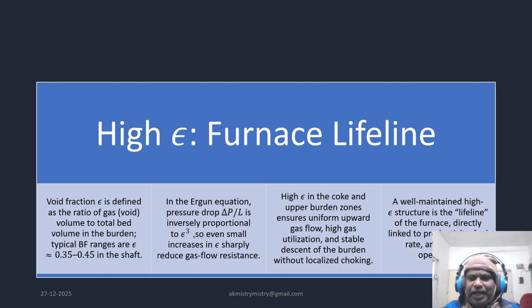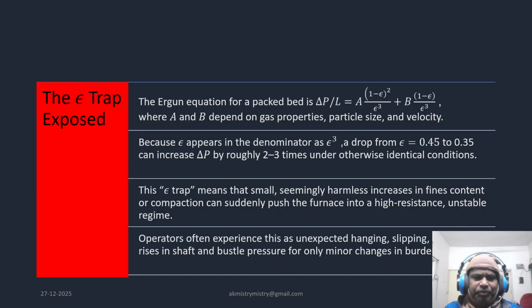Now coming to our next slide. The equation contains a term like (1 minus epsilon) to the power 2 divided by epsilon to the power 3. So epsilon appears in the denominator raised to the power of 3. When epsilon drops from say 0.45 to 0.35, the pressure drop doesn't just increase by 20 or 30%. It can increase by 2 to 3 times under the same gas flow condition.